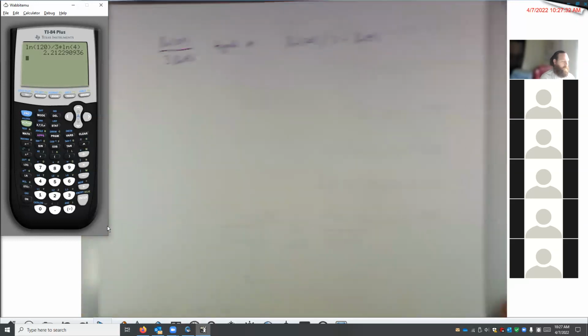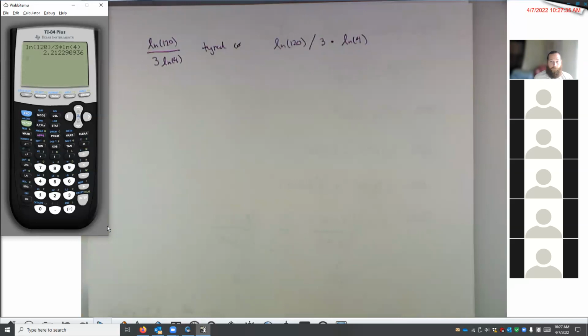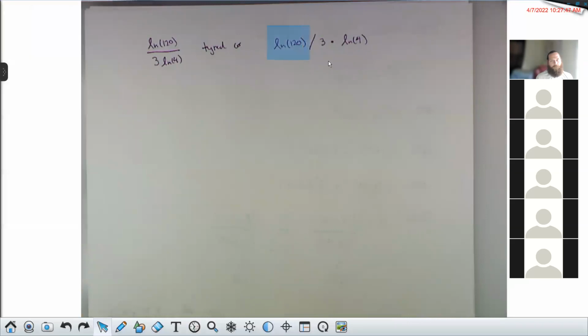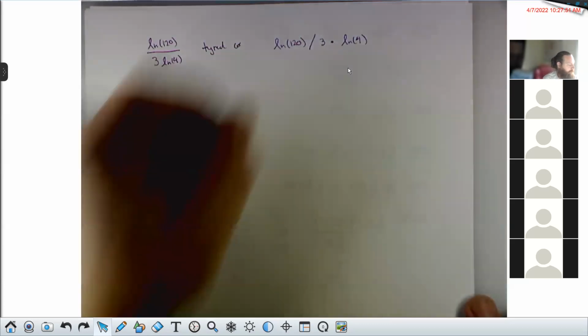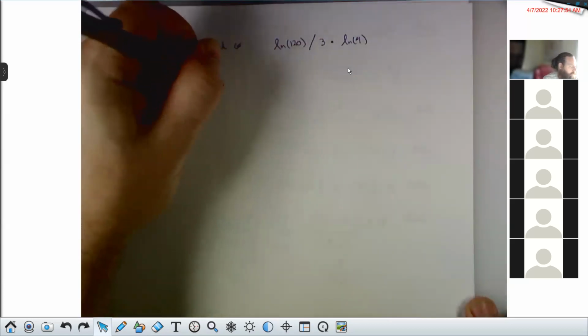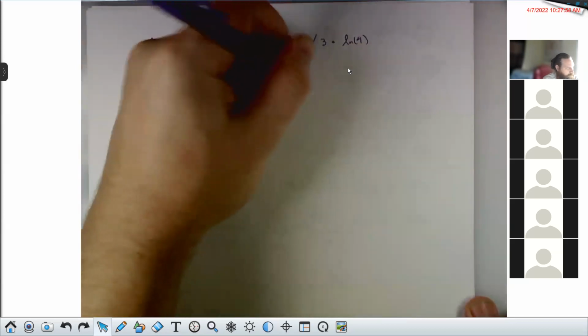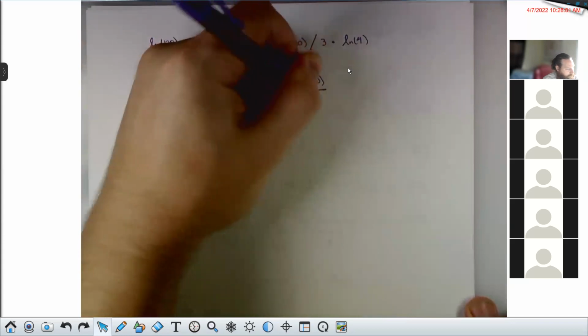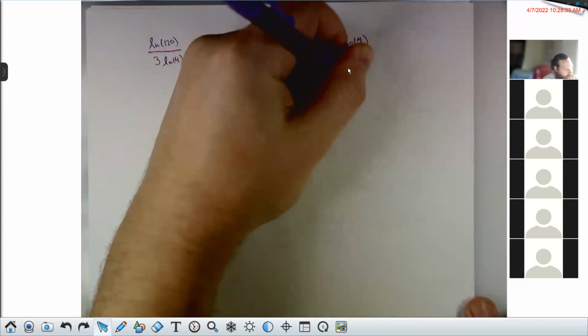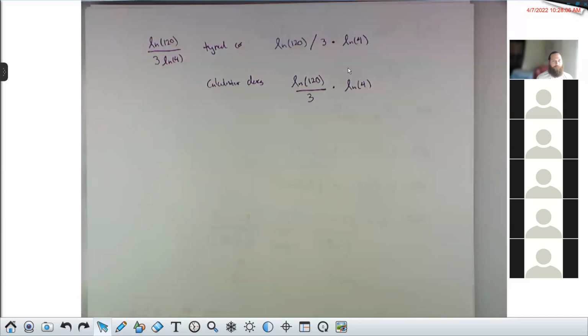What's going on here is that the calculator is doing the order of operations the way you learned in grade school, straight left to right, because multiplication and division are in the same tier in the order of operations. So this is going to do ln of 120 divided by 3, and then multiply that result by the ln of 4. So it's going to treat this like ln of 120 divided by 3 times the ln of 4.